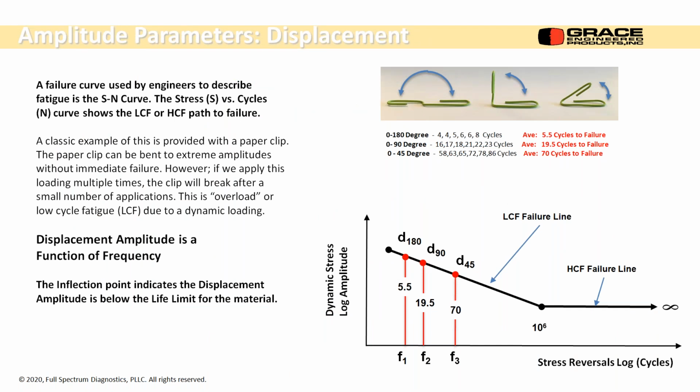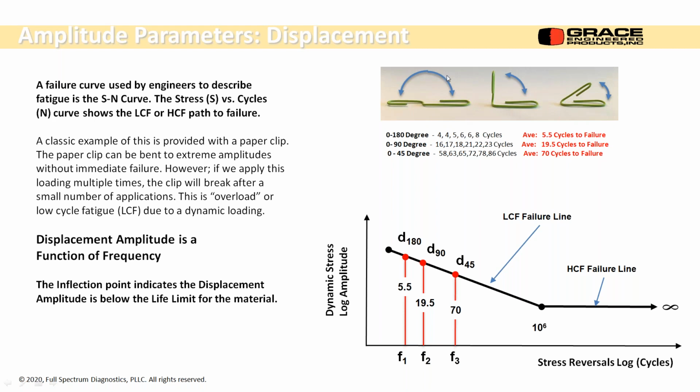This is an SN curve, which is a stress versus cycles failure curve that's used in metallurgy and mechanical engineering. Why is it of interest to us? Because we can have low cycle failures where we get large displacements but very low number of cycles, and we can have high cycle fatigue failures where they have extremely long lifetimes, and it all depends on the amplitude.